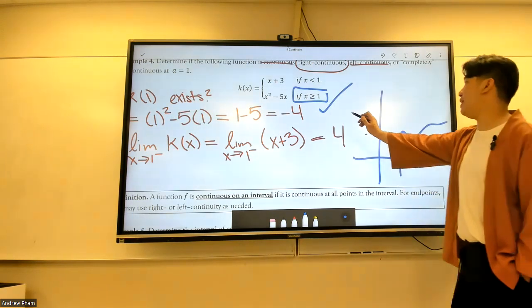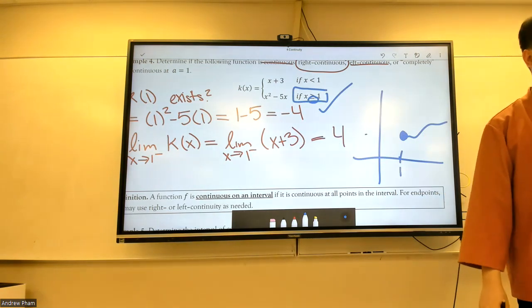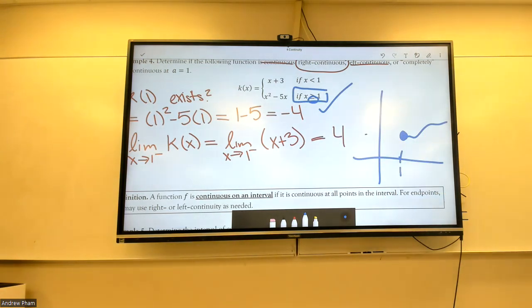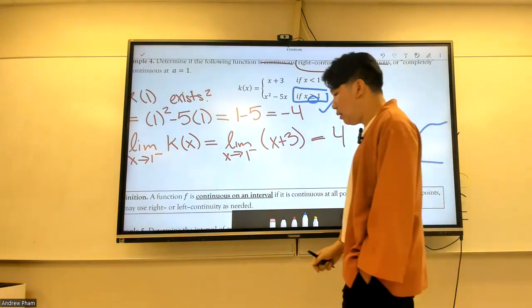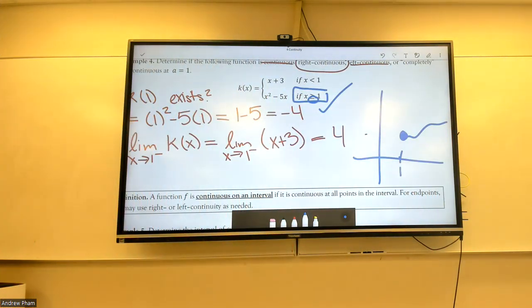In other words, this little equal sign right here was a very big key indicator that I was going to be right continuous. Now, I still have to check for two-sided continuity one way or another, but that's a quick way that I can check for right or left continuous.